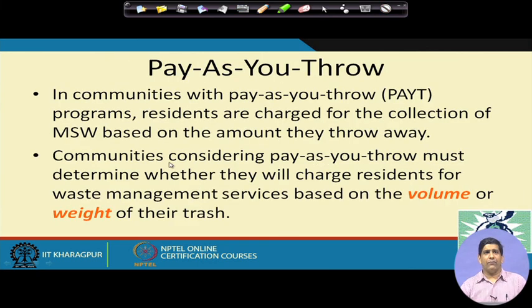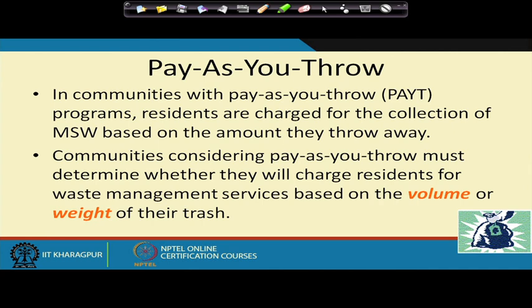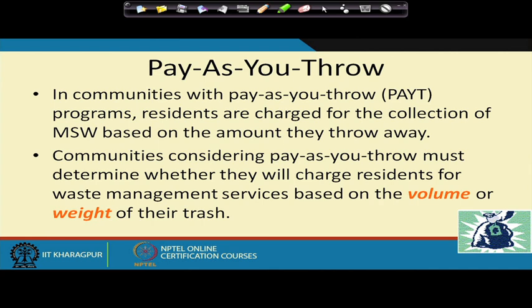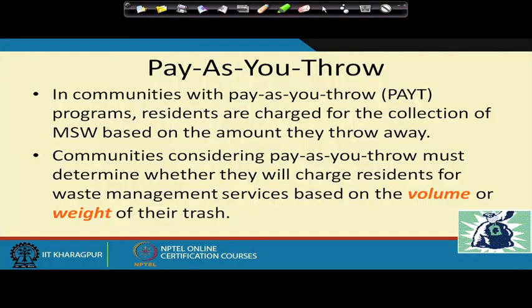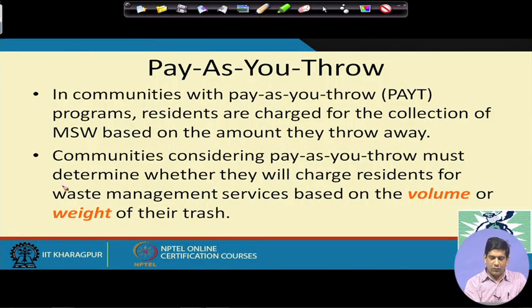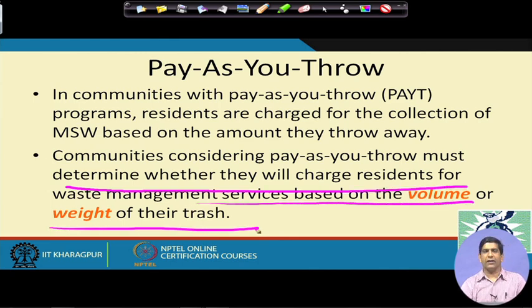In terms of the variable rate fee, there is a concept known as pay as you throw. This is a program where the residents are charged for the collection of MSW based on the amount they throw away. So if you throw more, you pay more; if you throw less, you pay less, and that seems fair. When communities do that, there is always a question of whether they should charge the residents based on the volume or the weight of the trash.